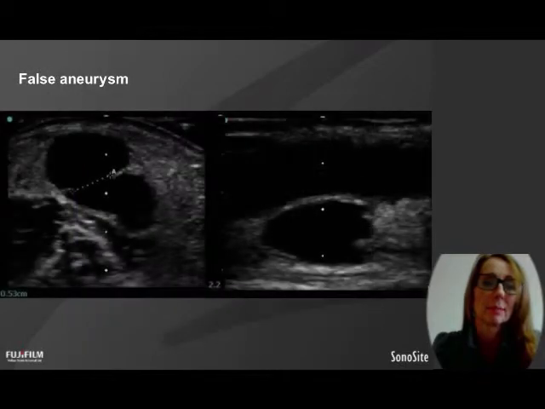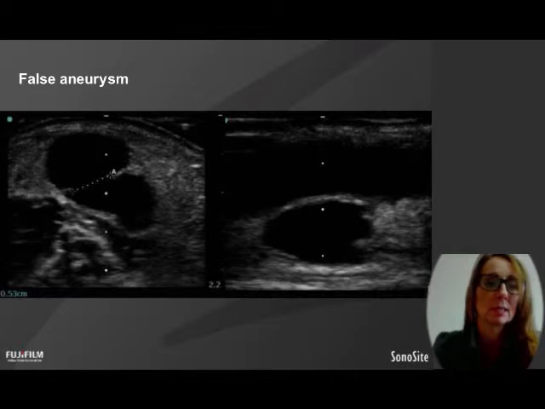This is a false aneurysm, so this is a difference. This aneurysm has been caused, unfortunately, by a needle that's been inserted and then pierced through the back wall, and the tourniquet was probably still on, so there was a fair bit of pressure which allowed it to bleed out into the tissues behind it.